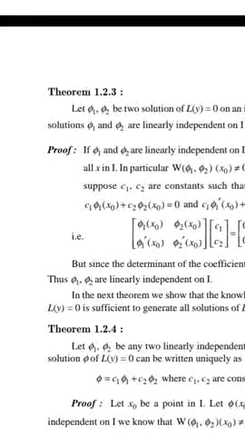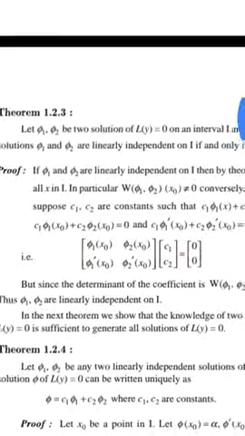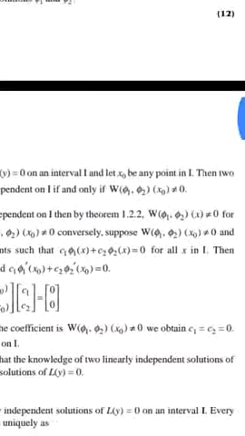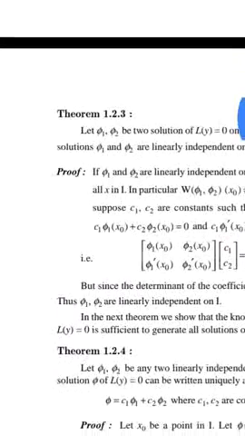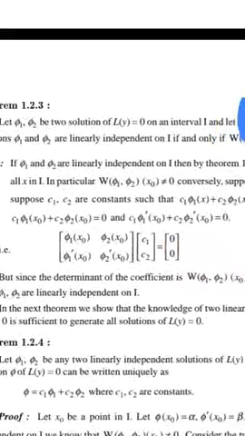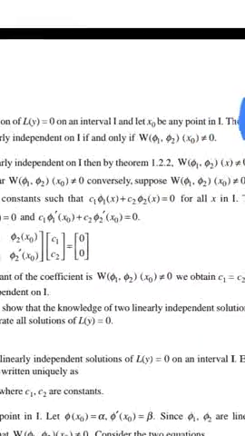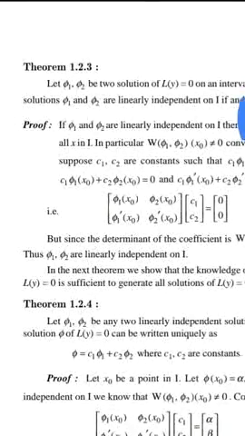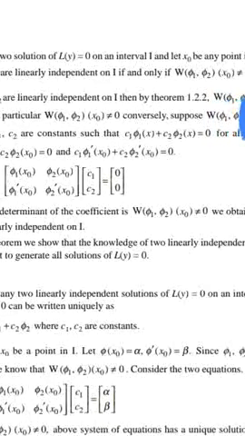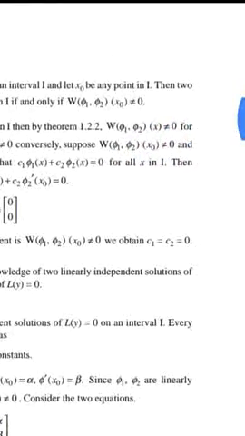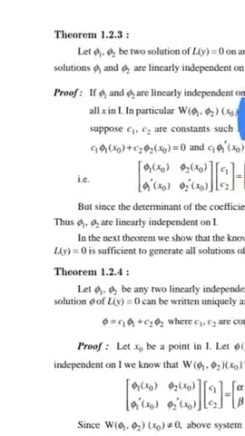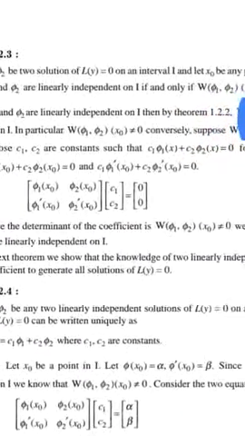Next theorem. Let phi1, phi2 be two solutions of L of y equal to 0 on an interval I. Let x naught be any point in I. Then the two solutions phi1 and phi2 are linearly independent on I if and only if W of phi1, phi2 at x naught is not equal to 0. If phi1 and phi2 are linearly independent on I, then by the previous theorem W of phi1, phi2 of x is not equal to 0 for all x in I. In particular, W of phi1, phi2 of x naught is not equal to 0.